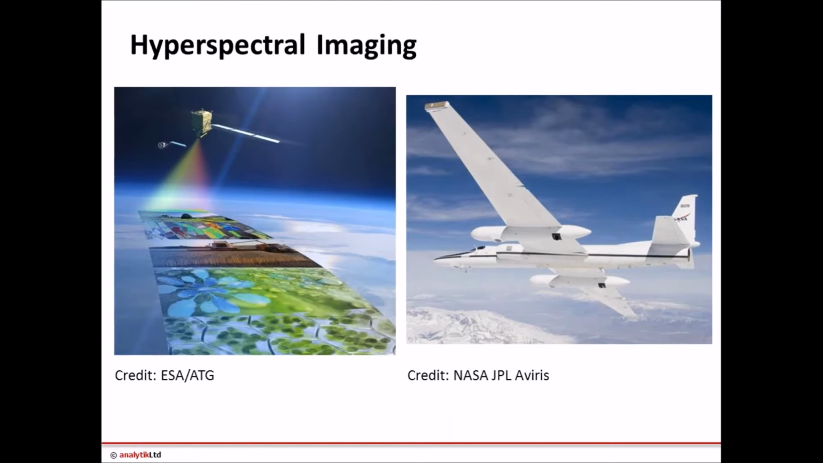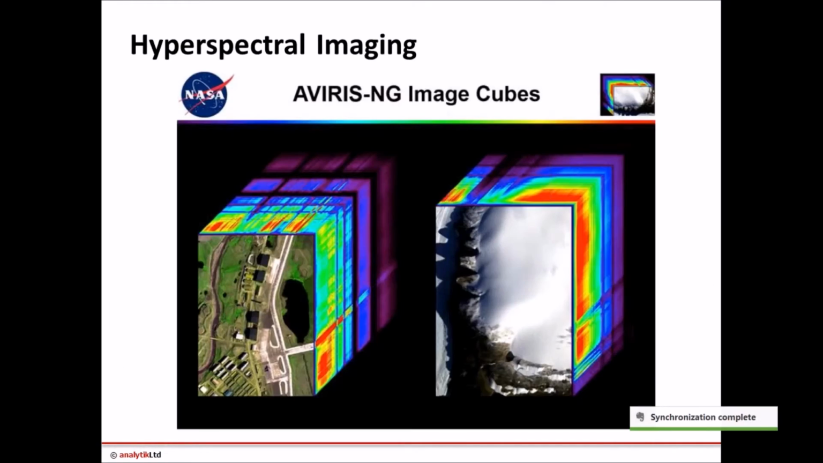Now, the idea of hyperspectral imaging has actually been around for decades, mostly employed on satellites and airborne vehicles. We have the sun as a light source, and then the satellite or airborne vehicle moves over the scene and collects data as it goes. This image on the right is a NASA JPL AVIRIS craft. AVIRIS stands for Airborne Visible and Infrared Imaging Spectrometer, and the data it collects looks like this.